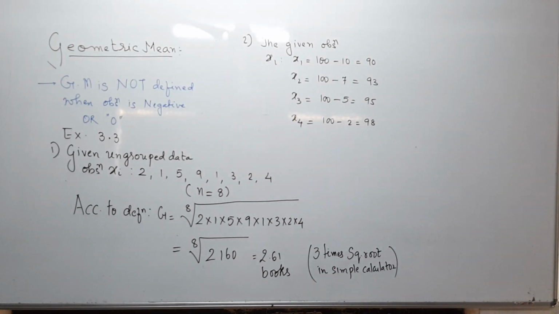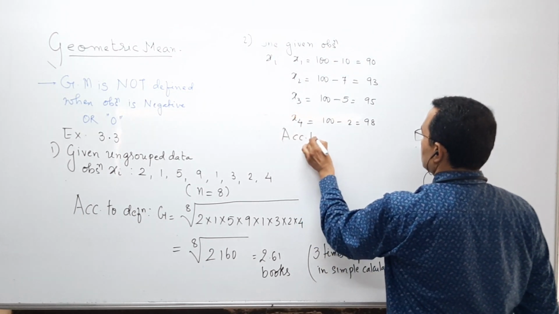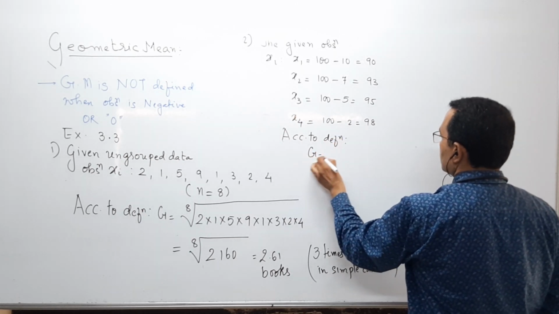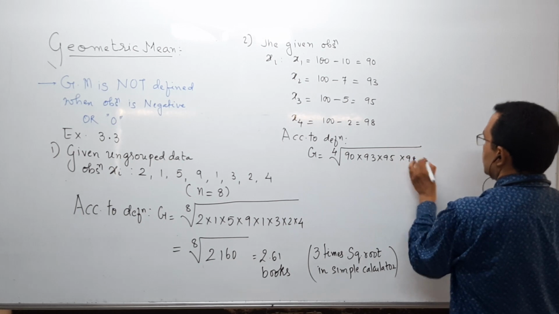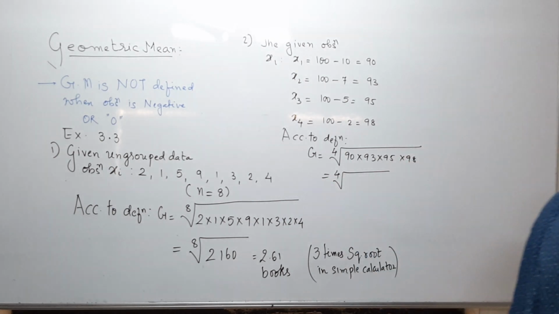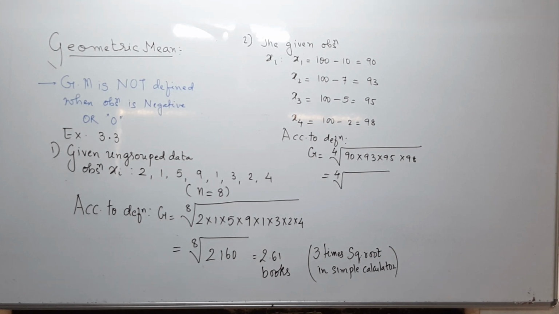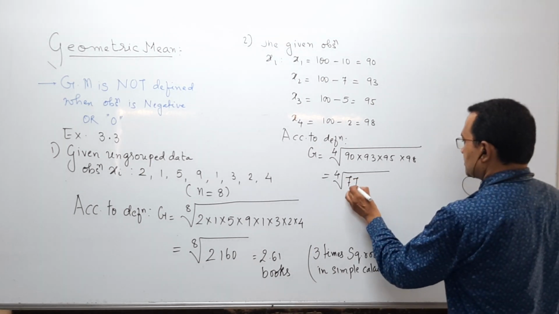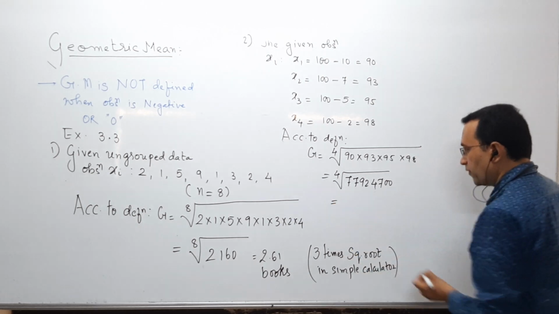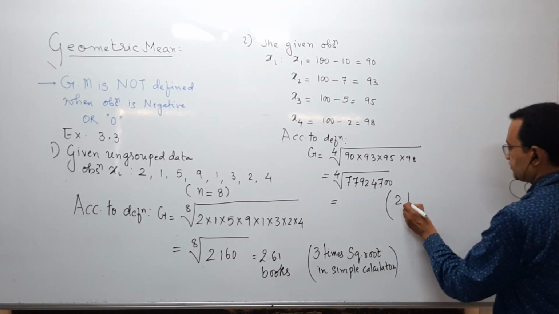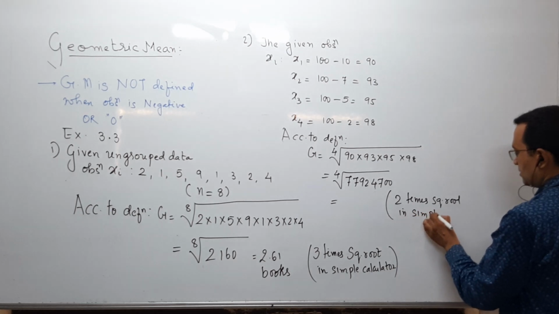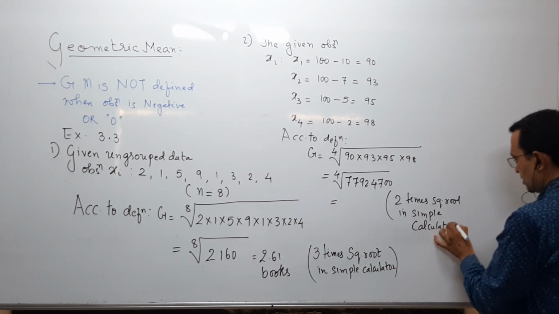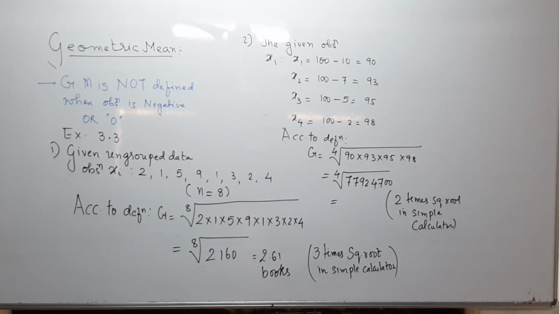So if I want to find, students, the rate of depreciation, then according to the definition, geometric mean will be the fourth root of the product of 90, 93, 95 and 98. And that is nothing but the fourth root of the multiplication of all these terms, which comes out to be 7792 4700. To find the fourth root, take square root 2 times in your simple calculator. So this gives us, students, 93.95%.